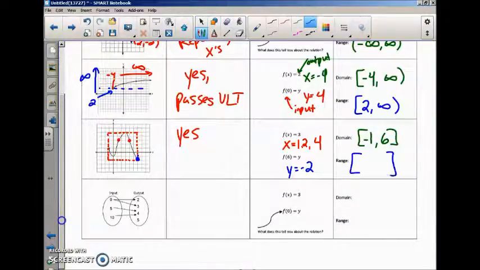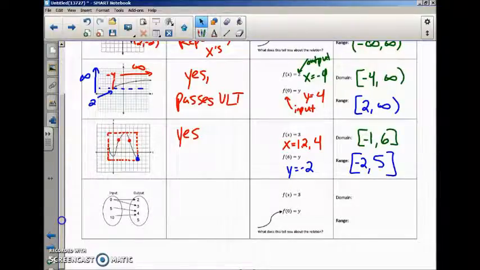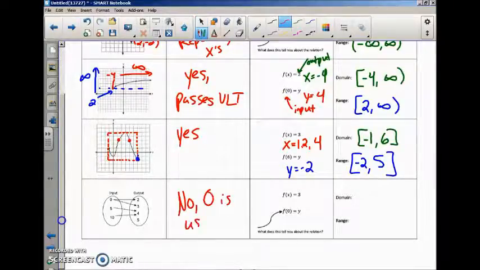Okay, domain furthest left is -1, furthest right is 6, range is y value, so bottom to top, -2 at the lowest, 5 at the highest. 0 is used more than once as an input, so this cannot be a function in this last one.